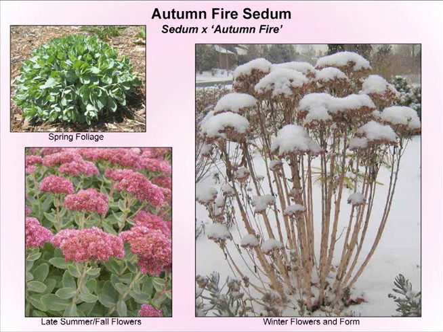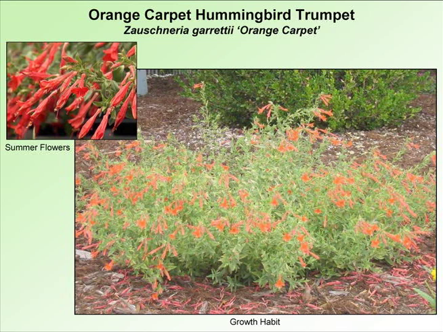But it's a wonderful choice for a low water garden where you want some winter interest. This is orange carpet hummingbird trumpet. Also, I think this was also a Plant Select. I can't remember what year, but another hummingbird plant, as you can tell from the name. It's a low growing spreader, and this is a very fast grower.